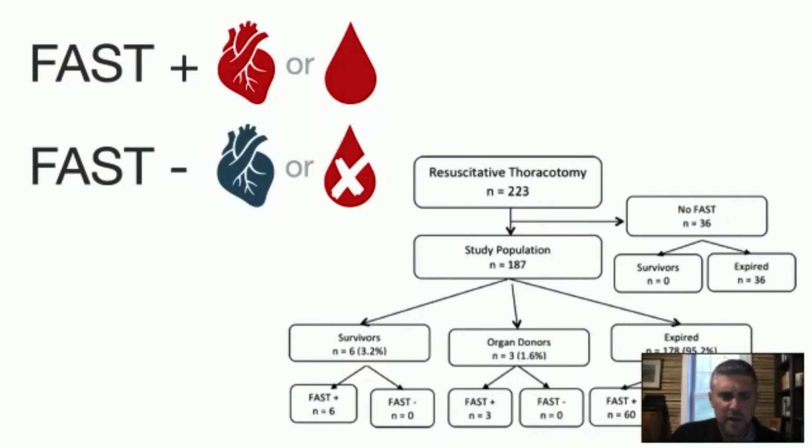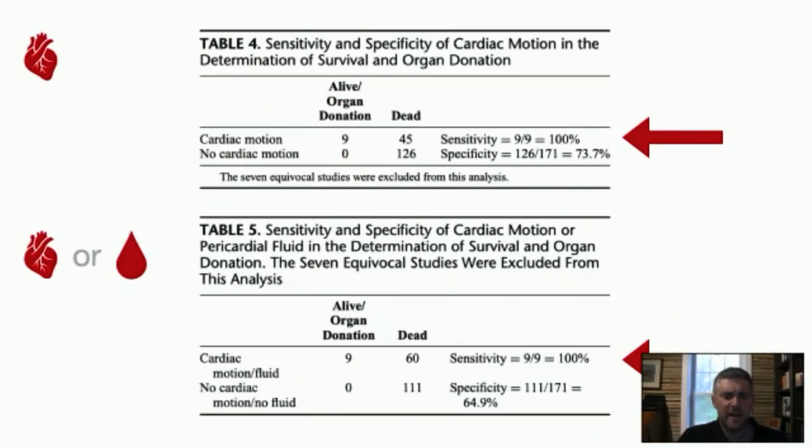And so they determined that the vast majority of people obviously expired, and that if you had a negative FAST, the vast majority of those people did not do well, right? And so they subdivided it out, in their table 4 and 5, into patients who had a heartbeat or no heartbeat. What was the sensitivity of FAST for predicting death? It is very, very sensitive, right? If you have no heartbeat, you're not going to survive, right?